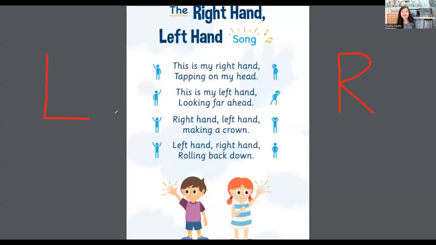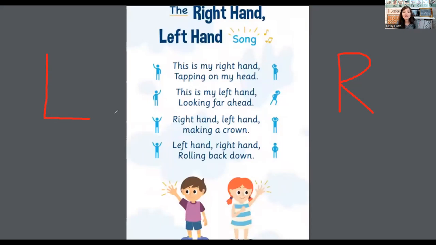All right, let's do a little song. It goes like this. This is my right hand tapping on my head. Can you tap on your head with your right hand? This is my left hand looking far ahead. Can you look with your left hand? Right hand, left hand, making a crown. Make a crown on your head with both your hands. Left hand, right hand, rolling back down.